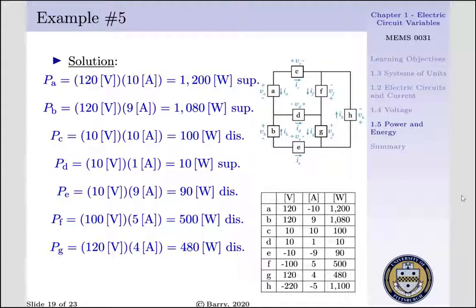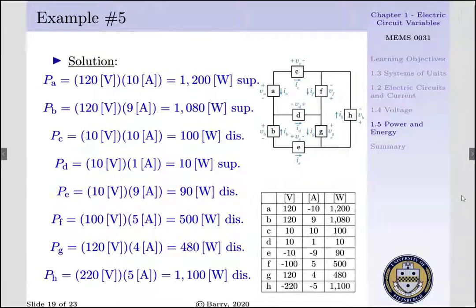Lastly, we have element H, which is drawn with respect to our passive sign convention. We have a minus voltage potential and minus current. That is, we can flip the direction of our current as well as flip the voltage potential across our element. Thus, we still have a passive element and we're dissipating 1100 watts.